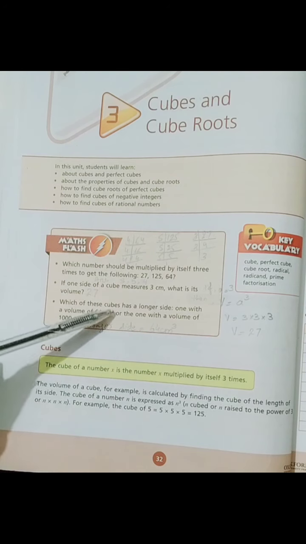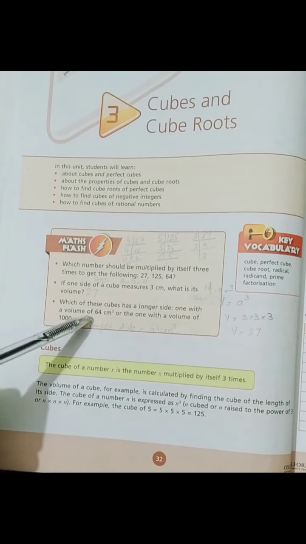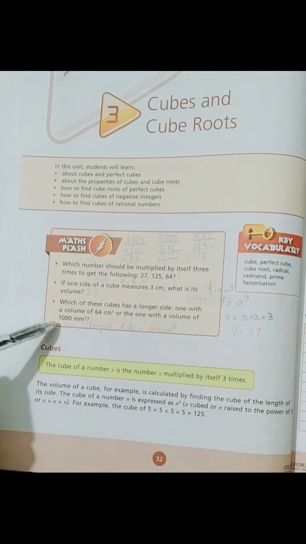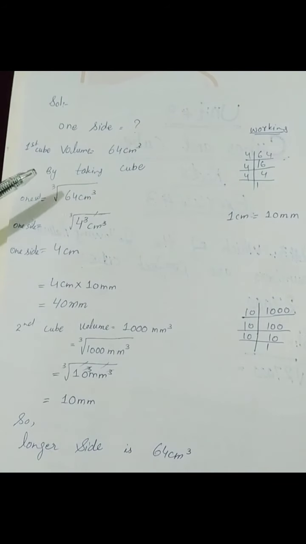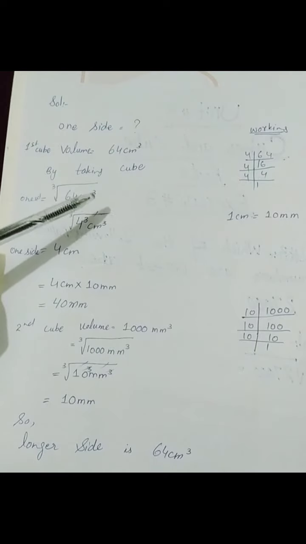Next, which of these cubes has a longer side, one with a volume of 64 centimeter cubed or one with a volume of 1000 millimeter cubed? It means that we have two cubes. One cube has volume 64 centimeter cubed and the second cube has volume 1000 millimeter cubed. For finding the longer side, we solve the question. We have one cube with volume 64 centimeter cubed. So firstly we find one side.